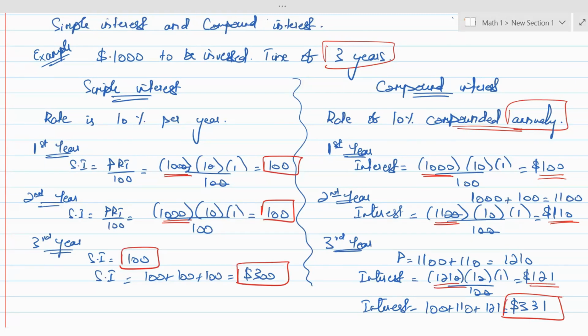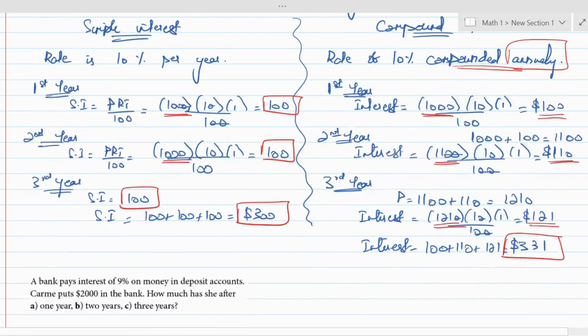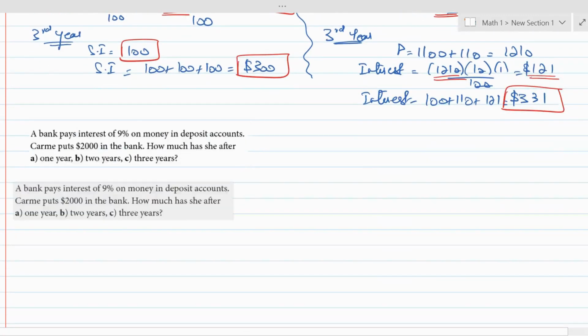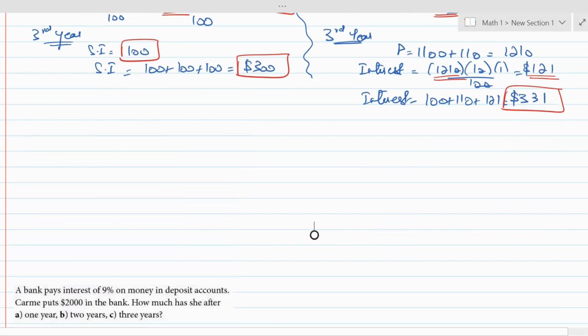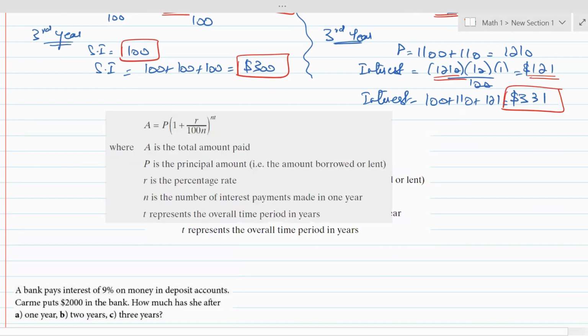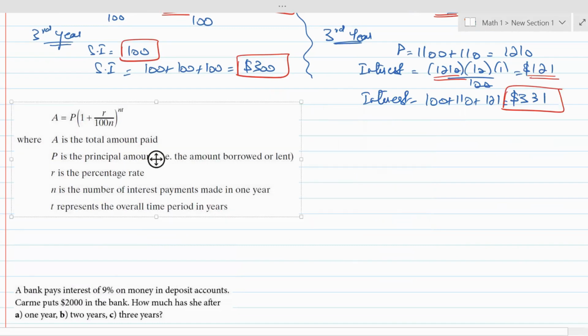However, in exams or in practice, you're not supposed to follow this method. We have one simple formula which helps us in calculating the compound interest and the total amount. And the formula to be used is this. A is the total amount. Please be careful. Unlike the simple interest formula, where simple interest was calculated first and then the total amount, here, using this formula, you would be calculating the total amount first.